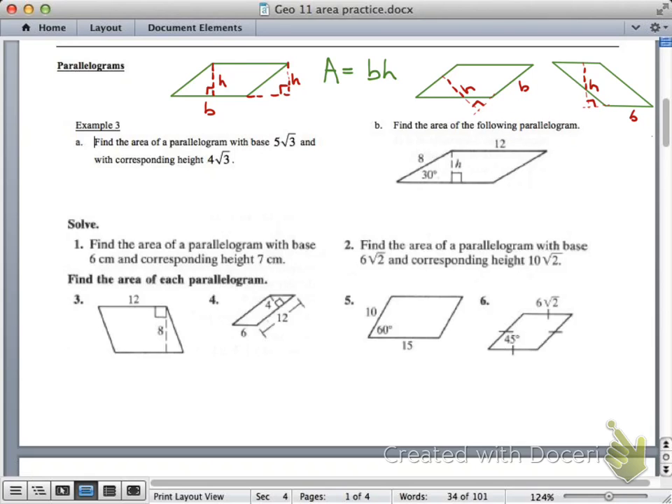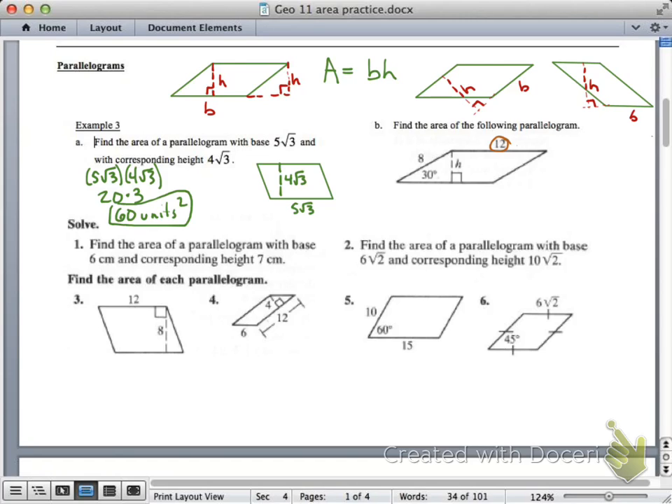So example 3, find the area of a parallelogram with base 5 square root of 3, and corresponding height 4 square root of 3. Dang, it gave you what you needed. So it's 5 square root of 3, the height's 4 square root of 3. Multiply those suckers. That's the area.